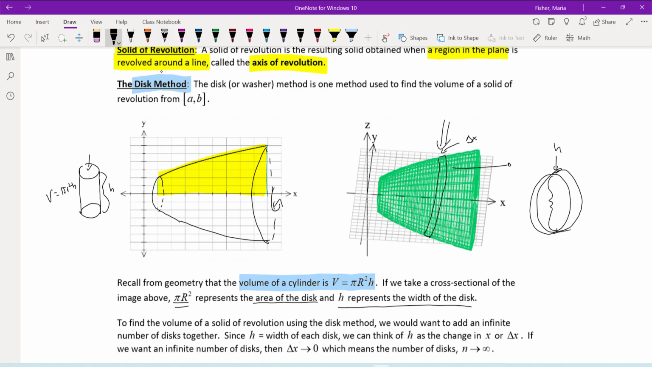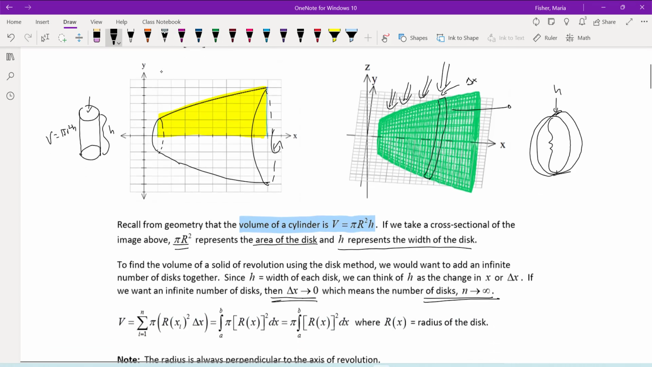For the disk method, what we want to think of is if we were to stuff an infinite number of disks inside the solid of revolution, which would make the width of each one of those disks go to 0, to give us an infinite number of disks inside of that solid of revolution, we would be able to more accurately find the volume of that solid.